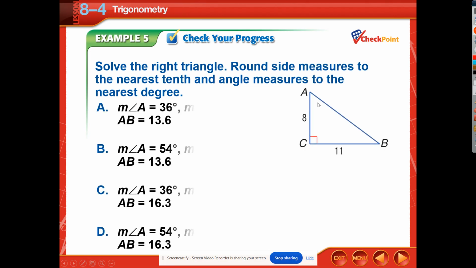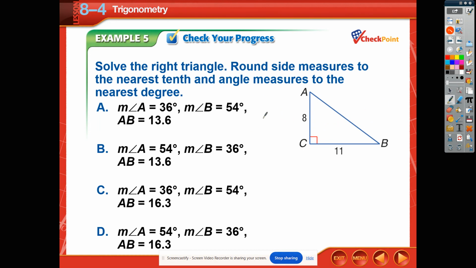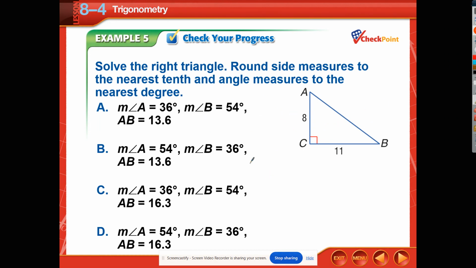Okay, let's do one more question here. Solve the right triangle. A good multiple choice tactic to use would be to look to see the differences between the answers, and then find the first thing that can help me eliminate the most answers to start. So if you look, they both have 36 and 54 as their angle measures. So some of them are backwards. So we could either find A or find B first and eliminate 2.